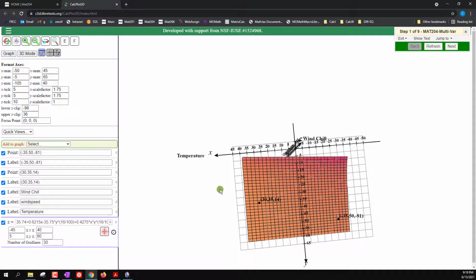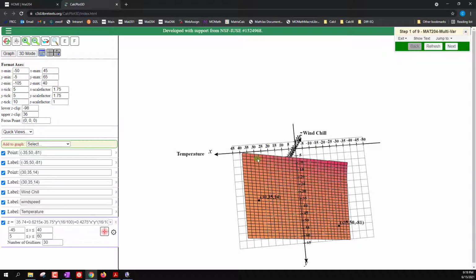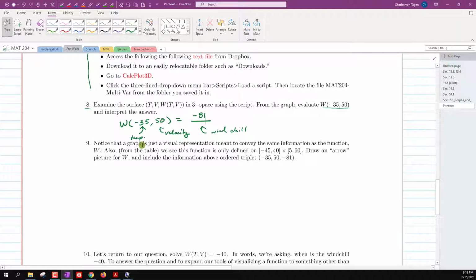And you can see that in the graph of what was represented here. Our x values go between minus 45 and 40, and our y values between 5 and 60. So how could we represent that? Looking back at our pre-work, one way we could say that is that the domain of this function was going from minus 45 to 40, crossed with 5 to 60, and this is being mapped to the real number line.